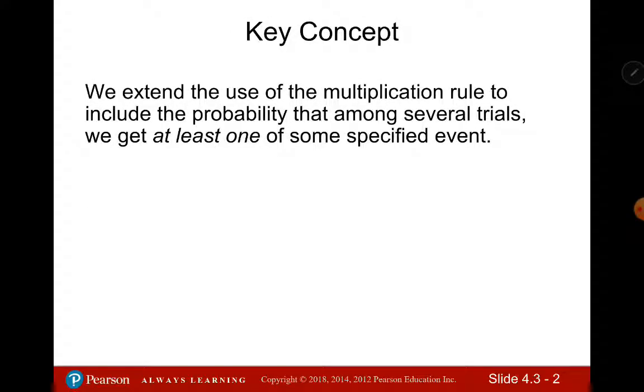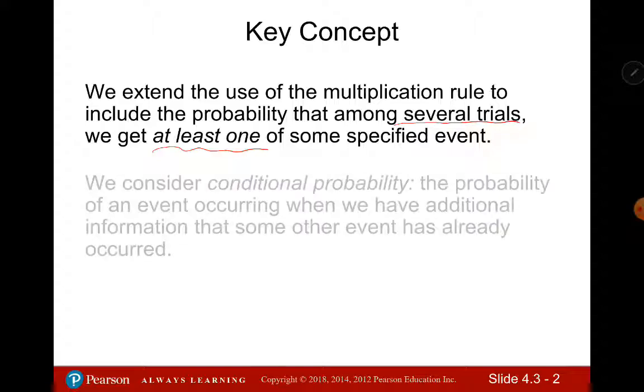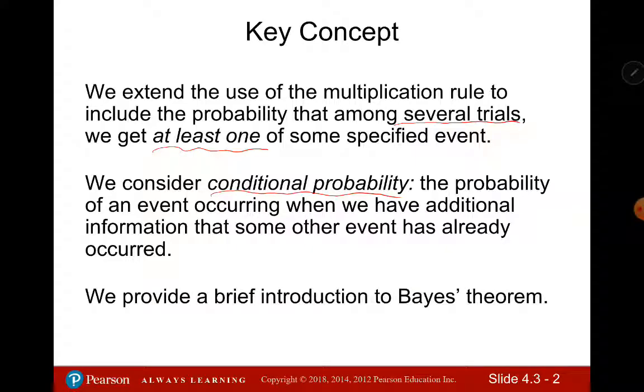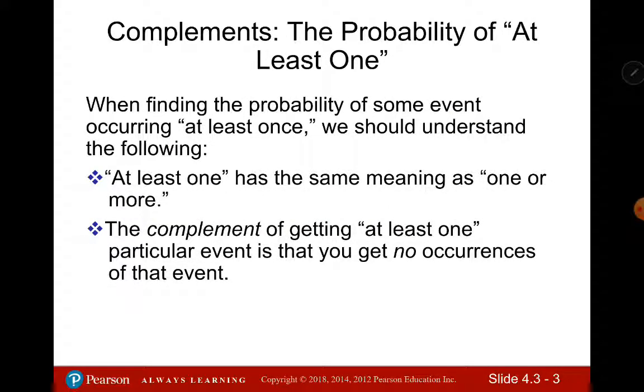First, we should talk about the multiplication rule to several trials. This time we will have a new kind of question called "at least one" questions. And we also talk about conditional probability. So first, let's check the probability of at least one.